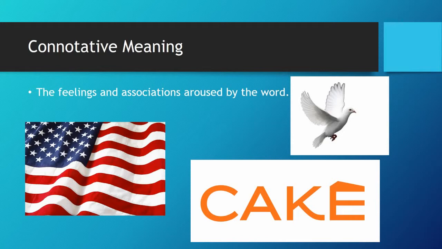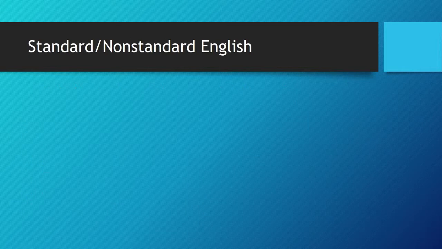And that can be anything in between, and we can have those feelings even when we just see the word, not even when we actually see cake, and we're probably also all imagining our own type of cake. So that's denotative and connotative meaning: the dictionary definition and the feelings and associations aroused by the word.